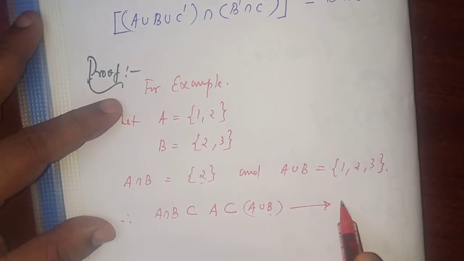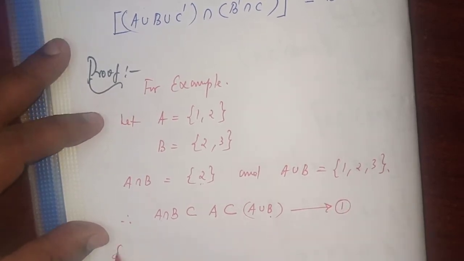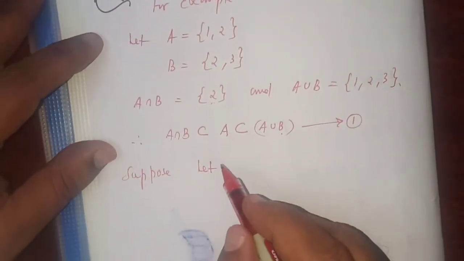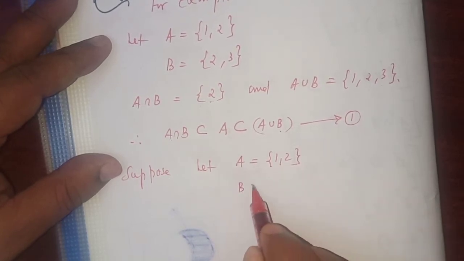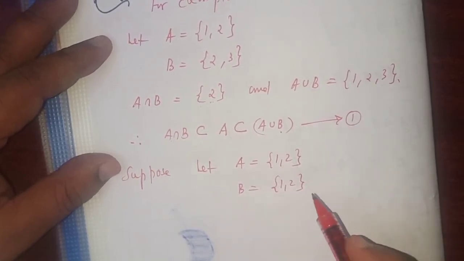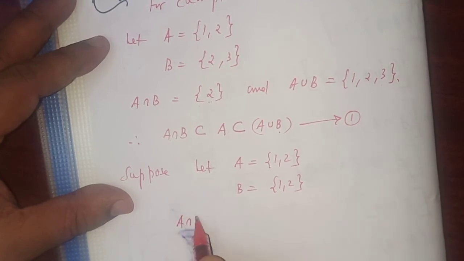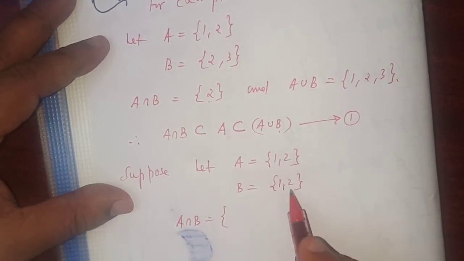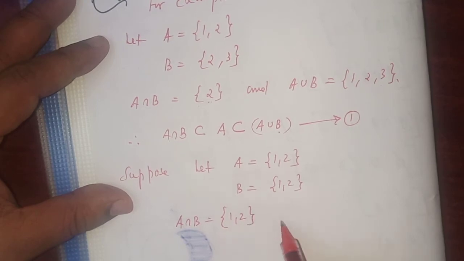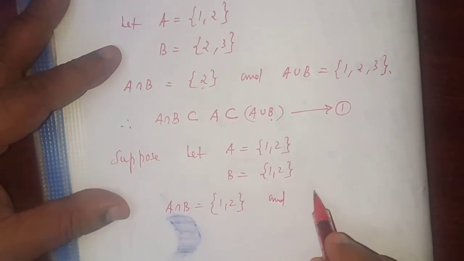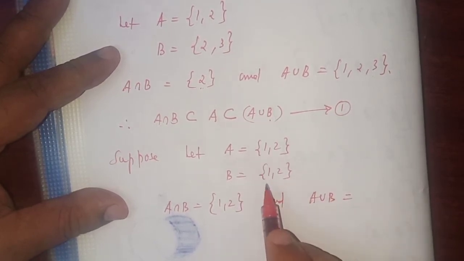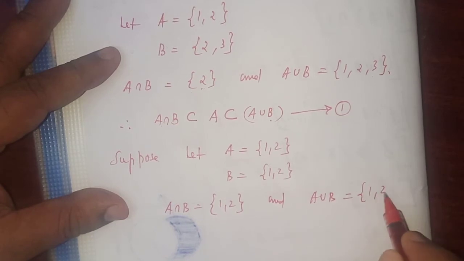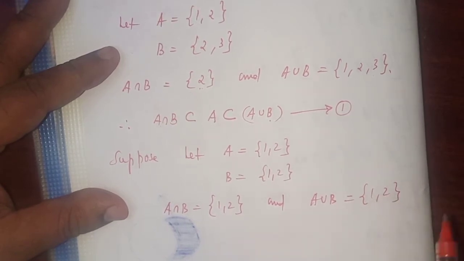Now suppose, let A that is equal to {1, 2}, and B also {1, 2}. Now we can find A intersection B. What are all the common elements? Both 1 and 2. And A union B, write all the elements of A and B. Once again 1 and 2. Even though 1 and 2 are doubled, write only 1, 2. So A union B is over.